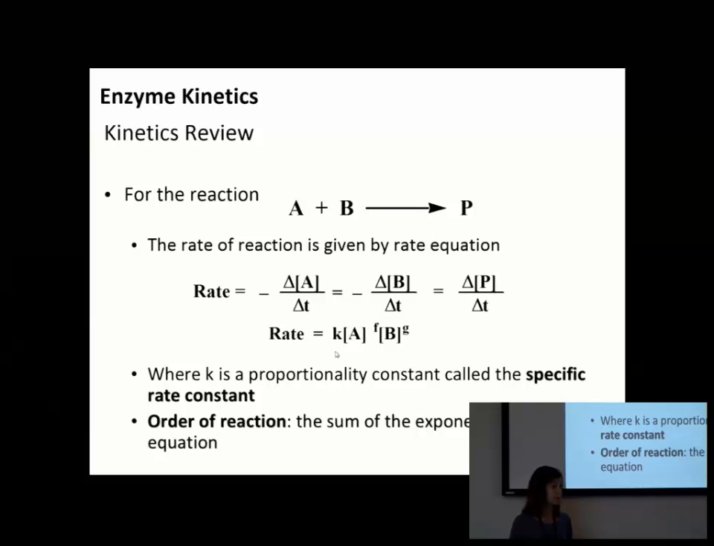Now, if we have it first order with A and first order with B, so f and g are both 1, then the order of the reaction is going to be 2 overall. So you add the exponents in order to get the order of the overall reaction. So if f was 1 and g was 1, then we would say that the reaction was first order with respect to A, first order with respect to B, but second order overall. Does that make sense?